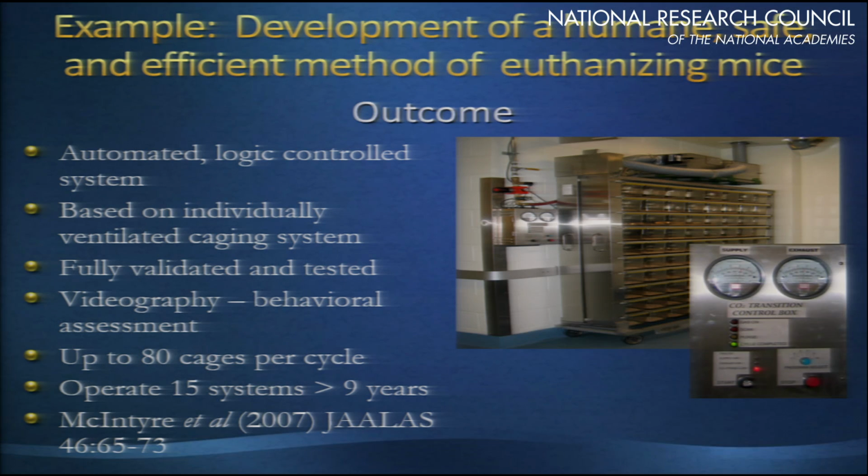We have automated solenoid valves to control when gas comes in and when gas doesn't. So to make a long story short, the system was completely validated. We tested it extensively. We did behavioral analysis and selected what we thought was the best cycle to use to humanely euthanize mice. And this allows us to do upwards of 80 cages per cycle.